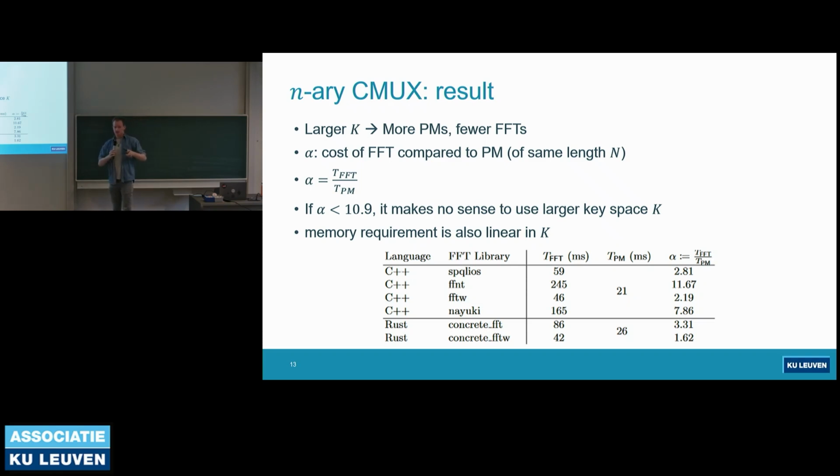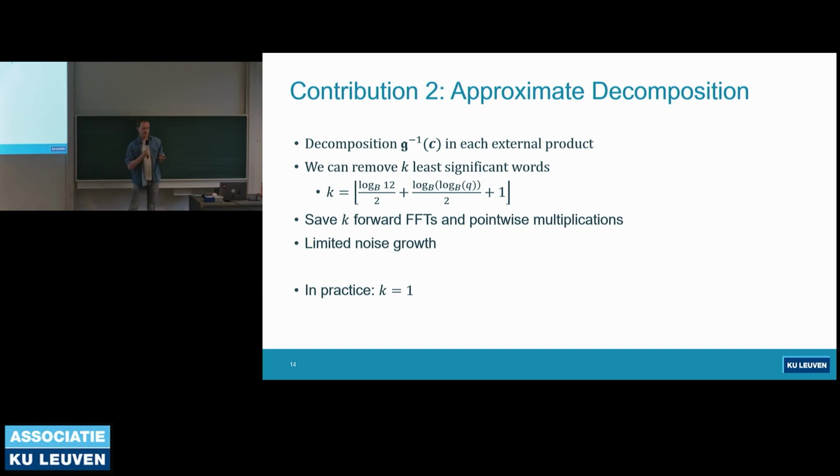That was the first thing we changed on final. The second contribution we had was adding approximate decomposition. So in every external product, we use a decomposition noted by the fancy G. And we found out that we can actually remove k least significant words, where k can be found through this formula. If you remove k least significant words, then you actually save k forward FFTs and pointwise multiplications. It only comes at the cost of very limited noise growth, so actually it's kind of free. However, in practice, k is just 1. So it's a limited improvement, but still you save 1 out of, usually the length is about 10, so you save 10% for free.